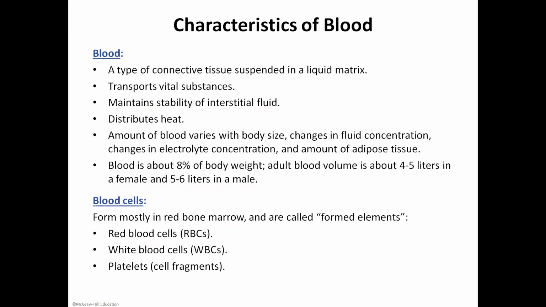Now, we don't necessarily call them cells because they're not truly cells. Red blood cells and platelets are technically not cells. So instead, we call them formed elements. These formed elements are known as red blood cells or erythrocytes, white blood cells or leukocytes, and then platelets, which are also known as thrombocytes.